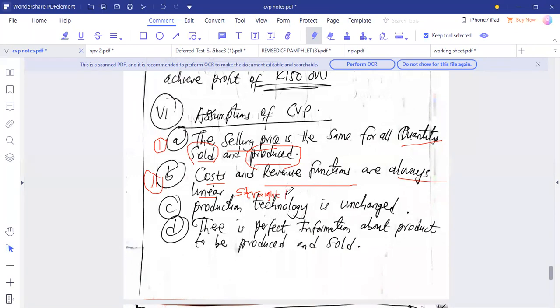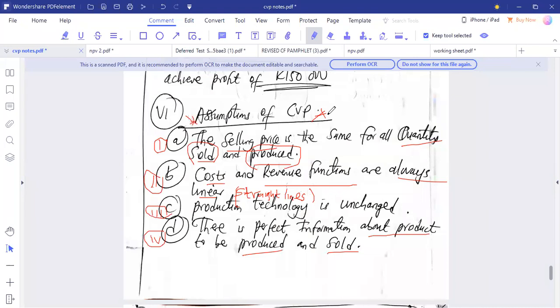Then the other one here is that we are simply saying production technology is unchanged. So that is the other assumption of the CVP. Then getting down to the other one, there is perfect information about the product to be produced and sold. All right, so this is the other assumption of CVP. So the examiner would ask about the assumption of this CVP, which is cost volume profit.